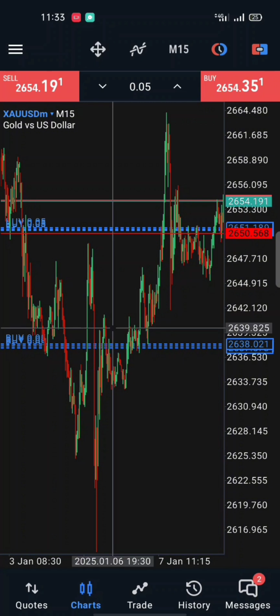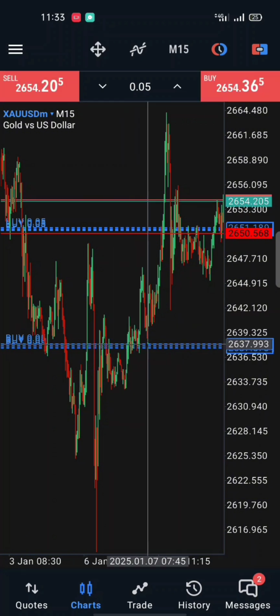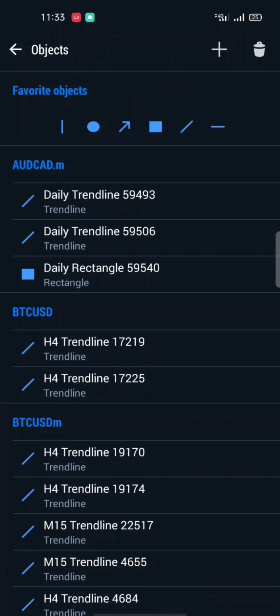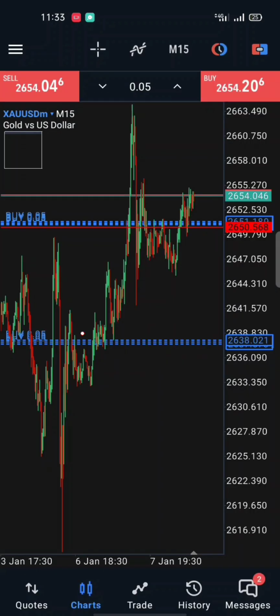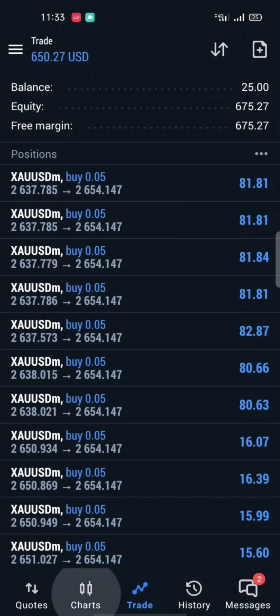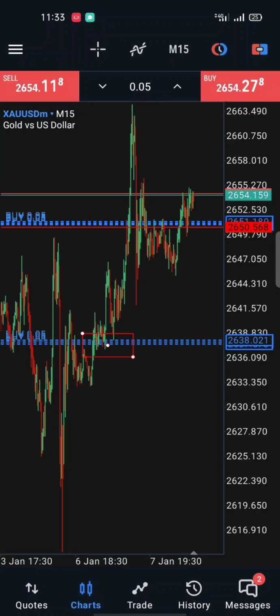We entered the sniper entry at this zone here. That was a very massive zone. We entered the sniper entry at this point because this is $25, and any minor mistake we make, we are blowing this $25. Currently, we are going to try our best not to blow this account.